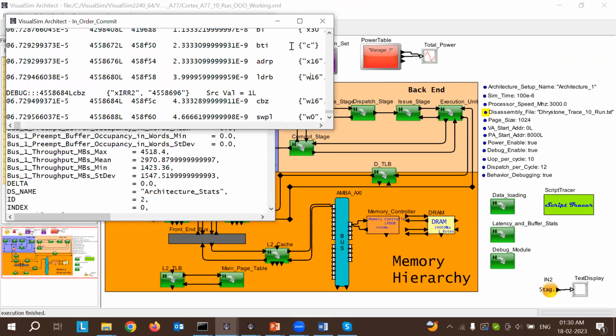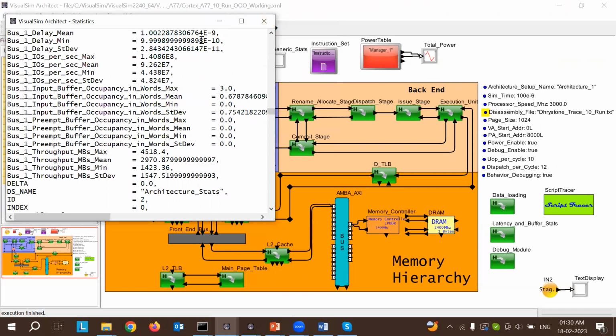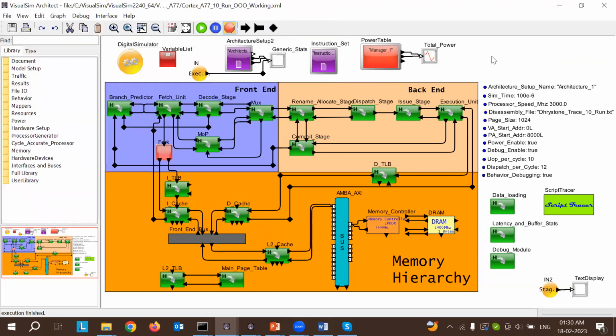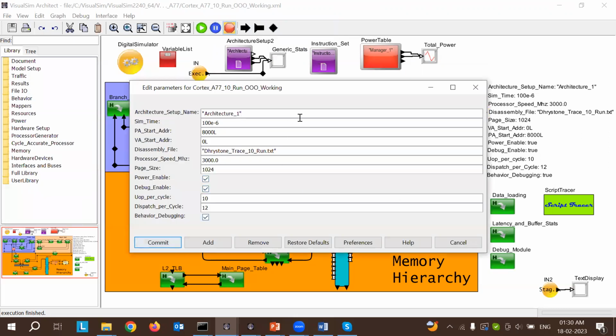Apart from this, the microarchitecture library supports debug features to validate the internal functionality of each pipeline stage. These can be enabled using the debug enable function. Similarly, the user can observe the actual behavior of each instruction to validate the correctness of the ISA by enabling this behavior debugging option.